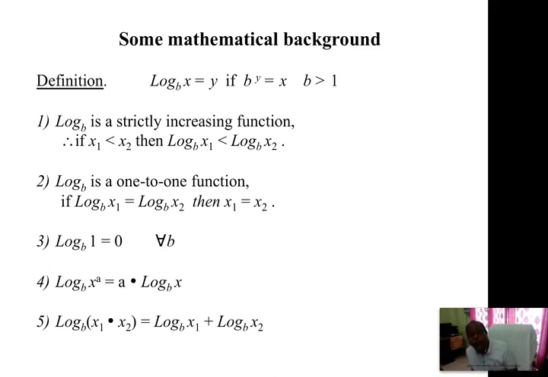Log x to the power a base b is equal to a into log x base b. Again, log of x1 into x2 base b is equal to log x1 base b plus log x2 base b. These rules you remember, they will be used in consequent classes.